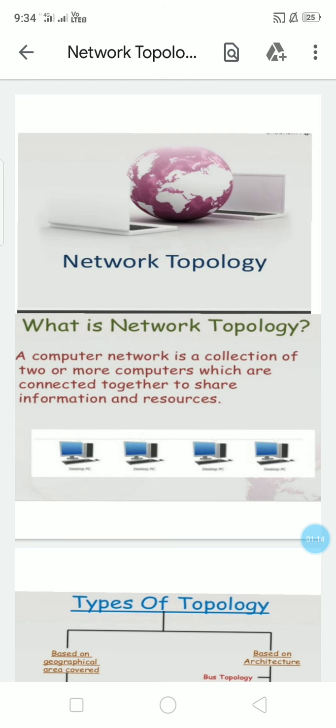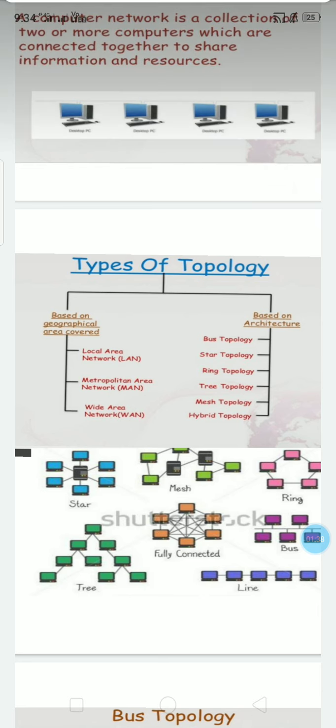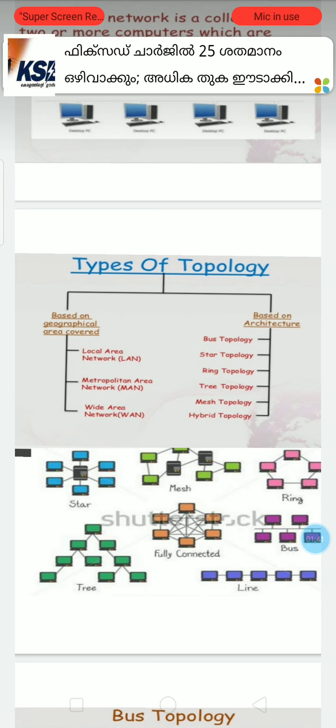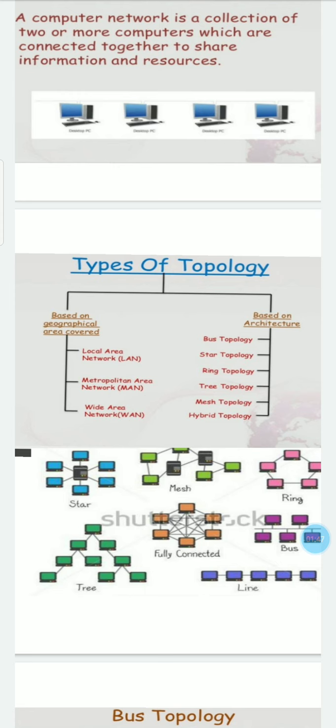And the next topology is a logical topology. A logical topology describes the way data flows from one computer to another. In other words, it is the way in which the devices communicate internally. In a computer network, there are mainly 6 types of physical topology. They are bus topology, ring topology, star topology, mesh topology, tree topology, hybrid topology.